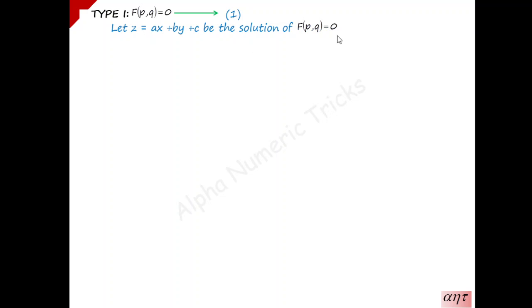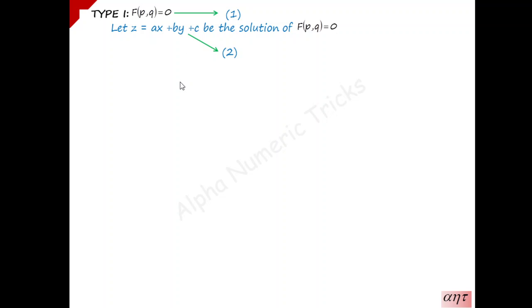Now we start with the first type of problem, which is of the form f of p comma q is equal to 0. Number it as equation 1. For the given problem, we have to assume that the complete solution of this type of problem, f of p comma q is equal to 0, is z is equal to ax plus by plus c. Number that equation as 2.